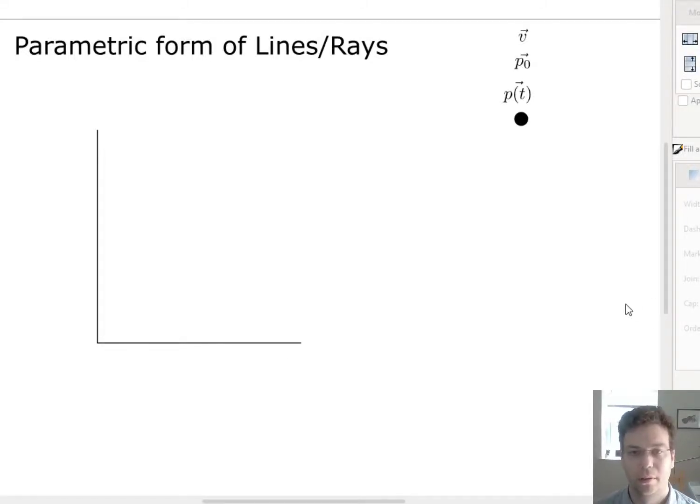Hello everyone. Today we're going to talk about lines, rays, and planes. And we finally have enough vector background to build these up in a way that's going to be very helpful for us when we get to the ray tracer.